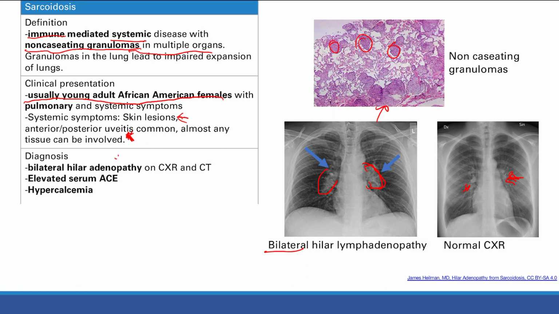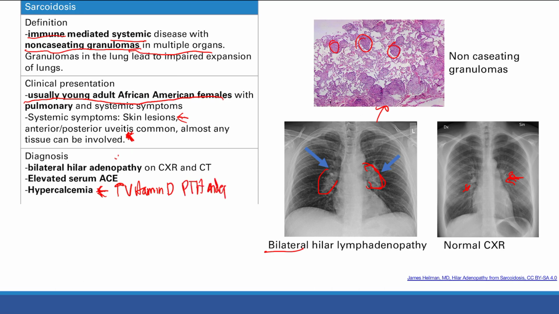The other things you're going to see here is elevated serum ACE. Remember, ACE is the angiotensin converting enzyme, and also you're going to see hypercalcemia. Now, the thing I want you to know about this is PTH independent. Okay, there's no increased PTH here. What's going to happen is macrophages are going to increase activation of vitamin D, and the vitamin D then is going to lead to increased absorption of intestinal calcium, and you're going to get hypercalcemia. So it's PTH independent.